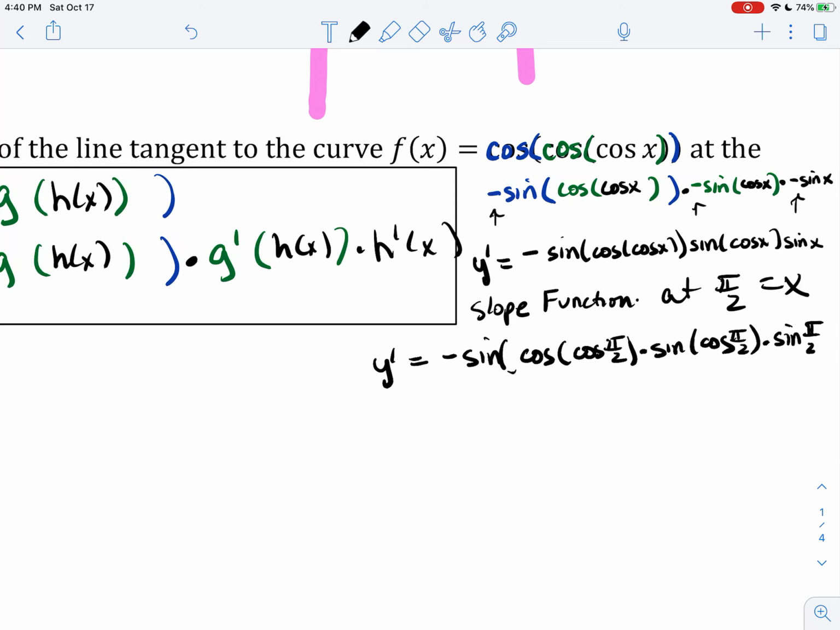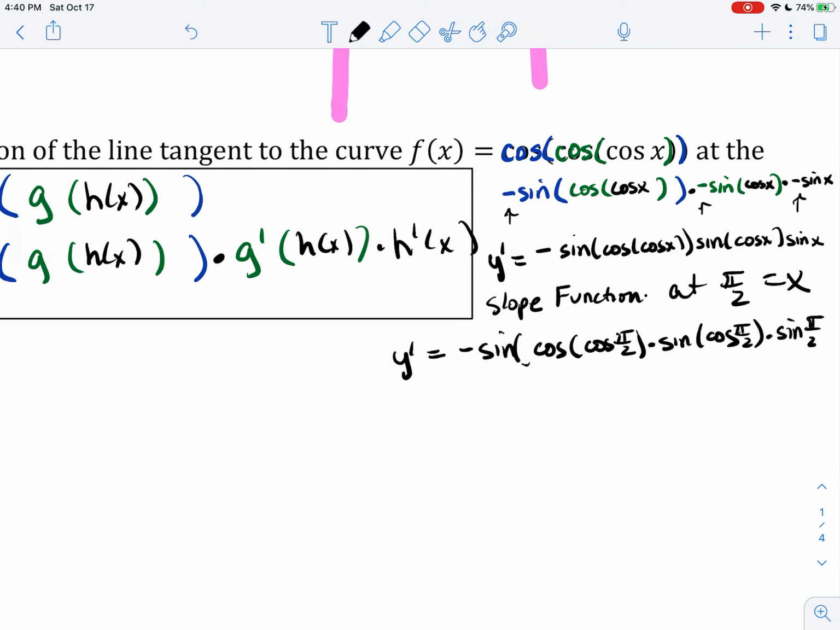Good. And if I just start from the very beginning, or the very inside, I'm going to get minus sine times the cosine, and cosine of pi over 2 is 0. Sine of the cosine of pi over 2, cosine of pi over 2 again is still 0, and sine of pi over 2 is 1.